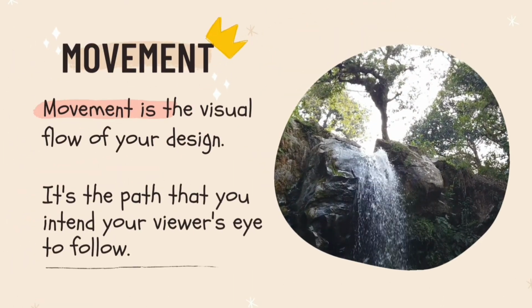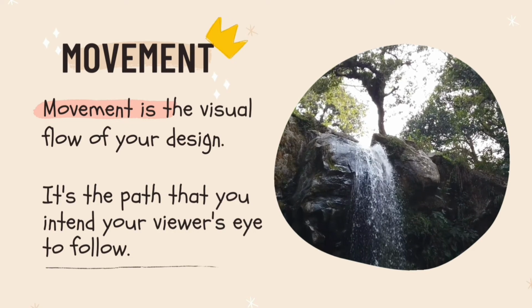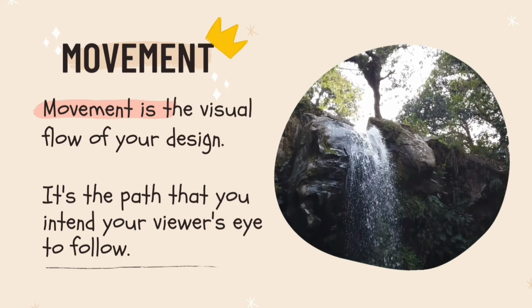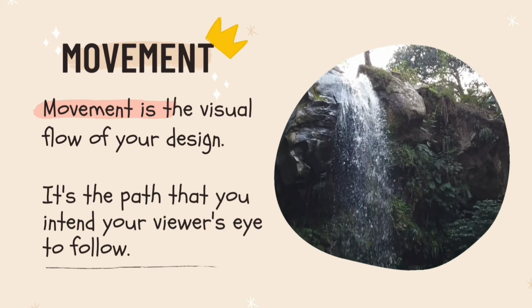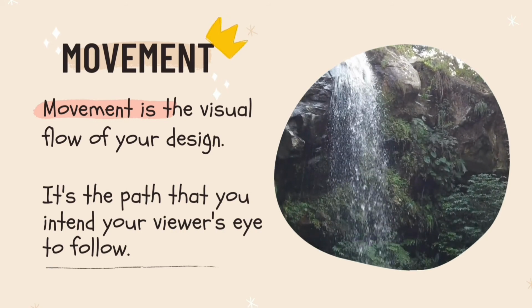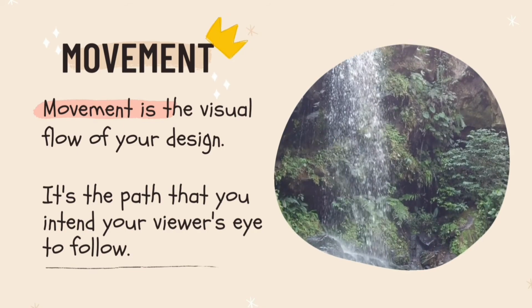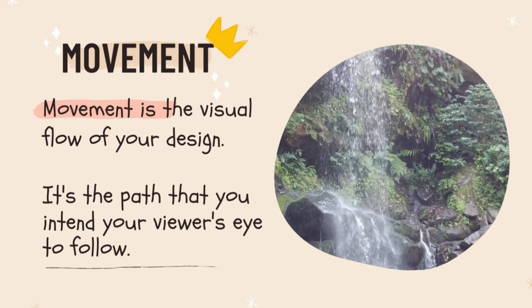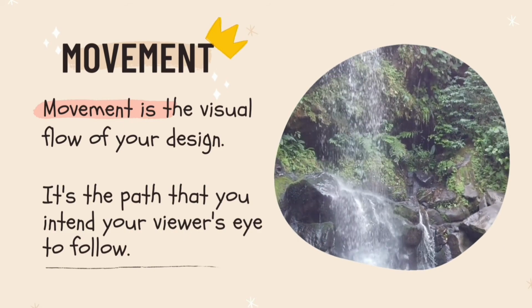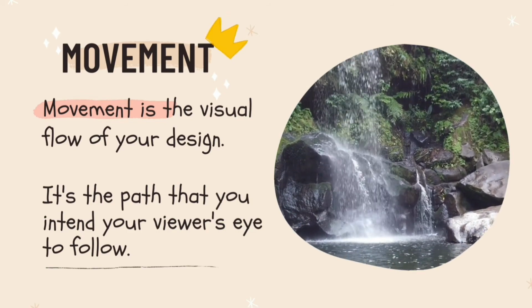Movement. It is the visual flow of your design. It is the path that you intend your viewer's eye to follow. You can create this by purposefully placing art elements in a way that creates a path for the eye to follow. Movement is a visual flow through the composition.